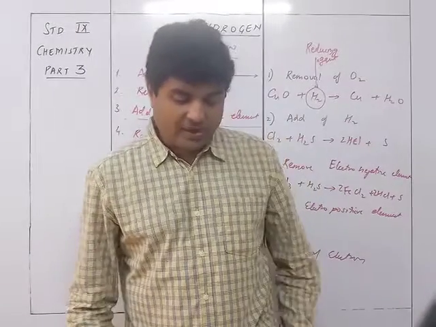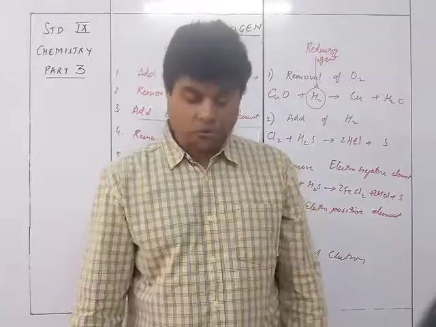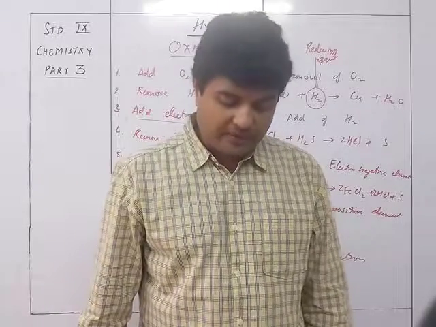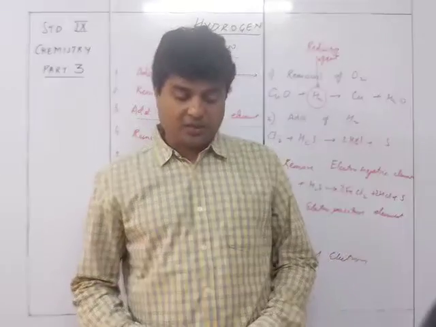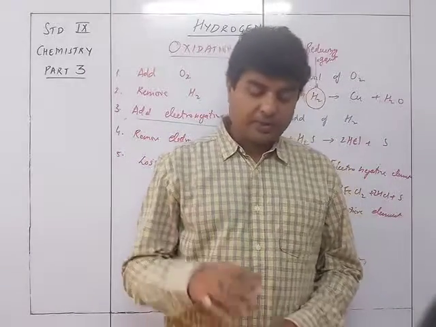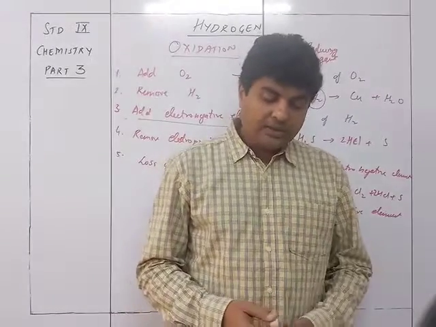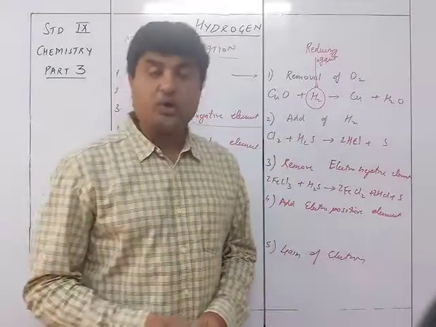So iron 3 chloride loses electronegative radical chlorine to form iron 2 chloride. That is, FeCl3 with H2S is giving you FeCl2 plus HCl plus S. The next is the addition of electropositive elements.